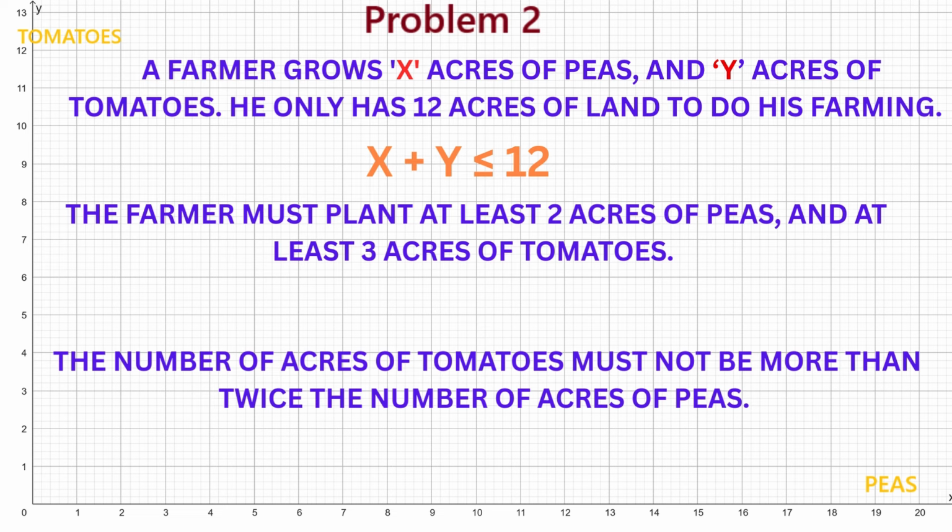The farmer must plant at least 2 acres of peas and at least 3 acres of tomatoes. The inequalities that represent these two constraints are x greater than or equal to 2 and y greater than or equal to 3. The final constraint states that the number of acres of tomatoes must not be more than twice the number of acres of peas. The inequality that represents this constraint is y less than or equal to 2x.